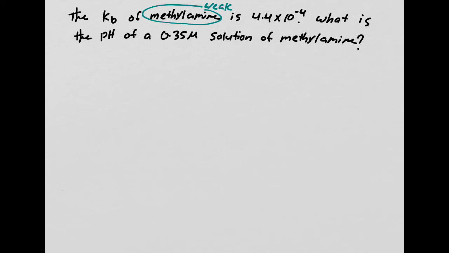Now I give you the Kb. By giving you the Kb, I'm kind of giving it away that this is a weak base. Because remember, first of all, only weak acids and weak bases have Ka and Kb.